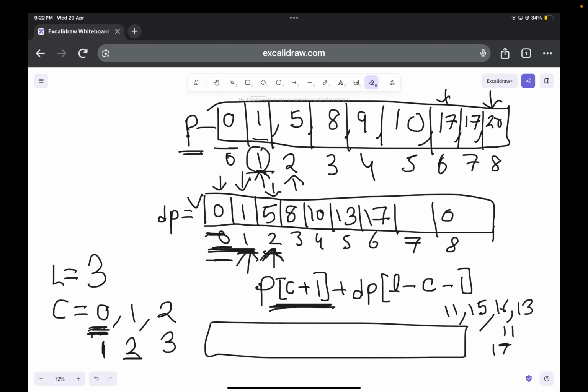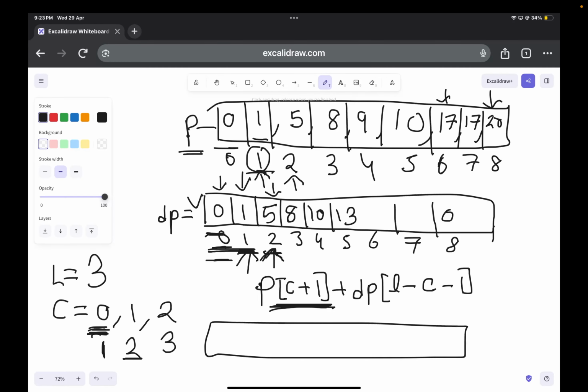Wait, I have made a mistake, I guess. Yes, sir, I've made a mistake. Okay, 2 plus 6. Tell me 2 plus 6. So for getting 6, I will get 17 price, and for the remaining 2, what is it? Remaining 2 is 5. So 17 plus 5 is 22.